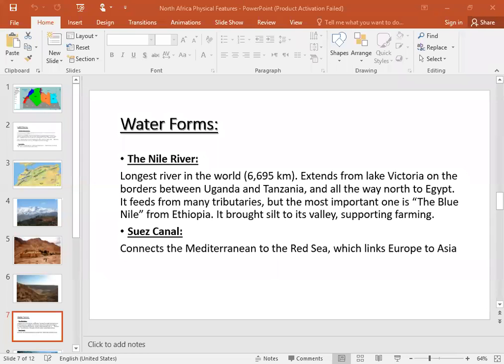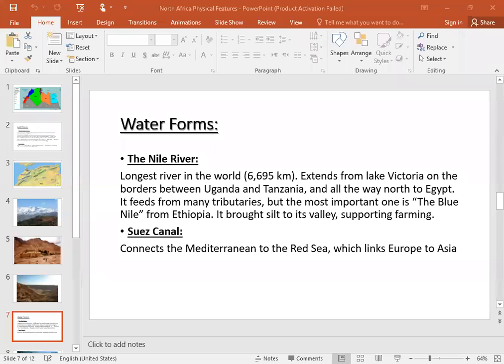Today, we're going to be completing the next lesson. Today, we are going to continue with the water forms. We said that the Nile River is the longest river in the world. It comes from Lake Victoria. It borders Uganda and Tanzania, and goes all the way north to Egypt. We said that it ends in Egypt, not begins in Egypt. Of course, it feeds many channels, but the most important one is the Blue Nile from Ethiopia.